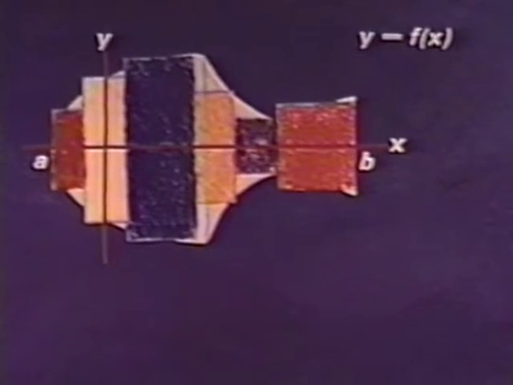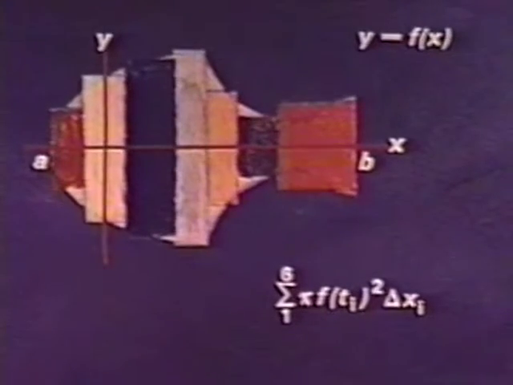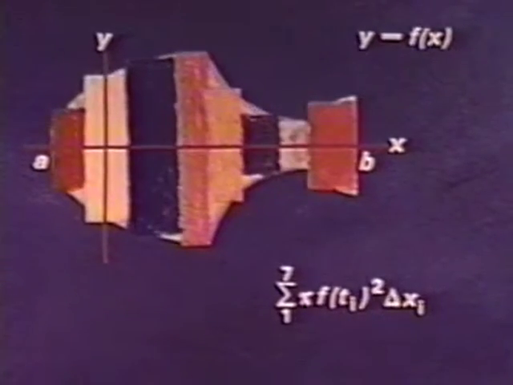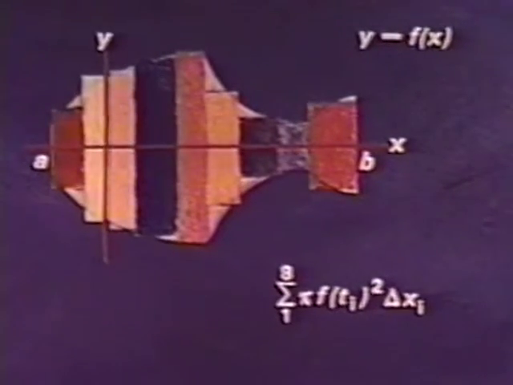We have 6 disks here, so the total volume of those disks is the sum from 1 to 6 of pi f of Ti squared times delta xi. Now let's slip in another disk, and the sum goes from 1 to 7. And another goes from 1 to 8. Another, 1 to 9.